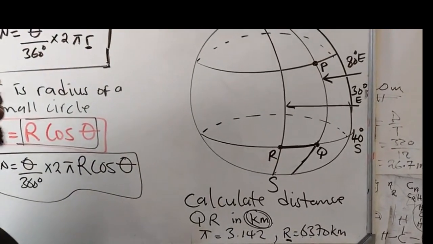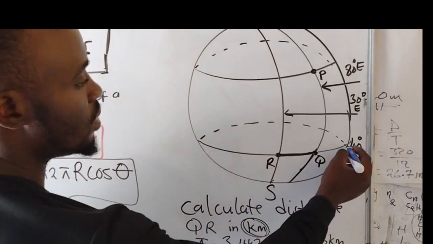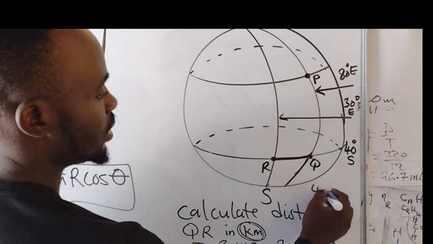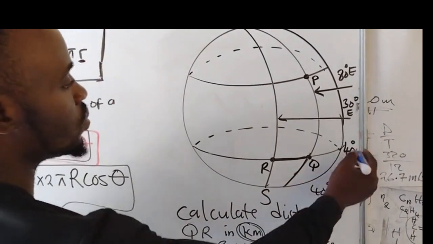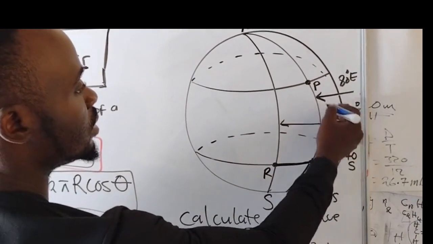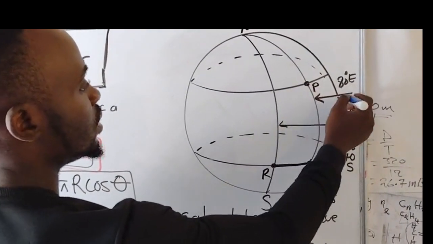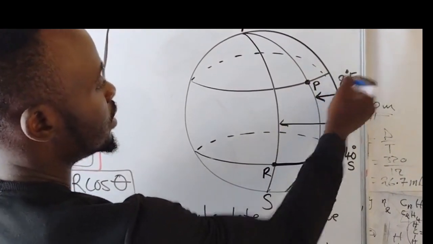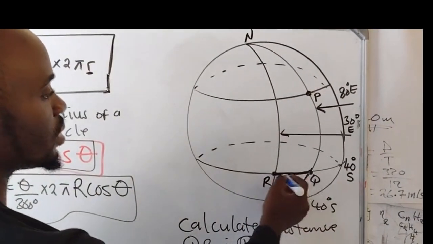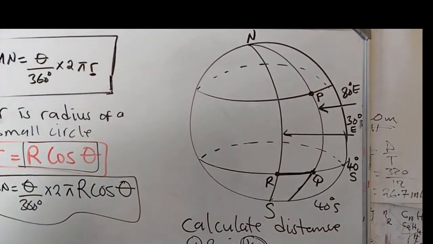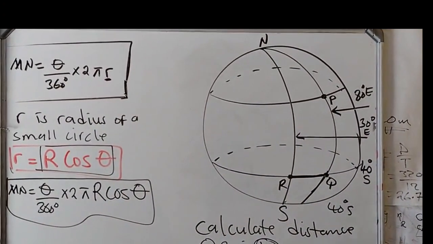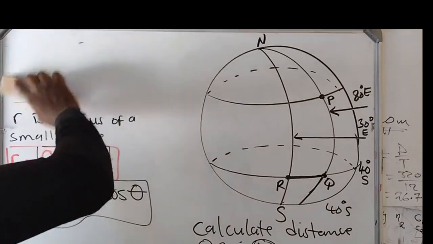When we look here, for this latitude, it's 40 degrees south. For this longitude, you have 30 degrees east. For this longitude, you have 80 degrees east. So the first thing, let's come up with the points, just like what we did in the first example.